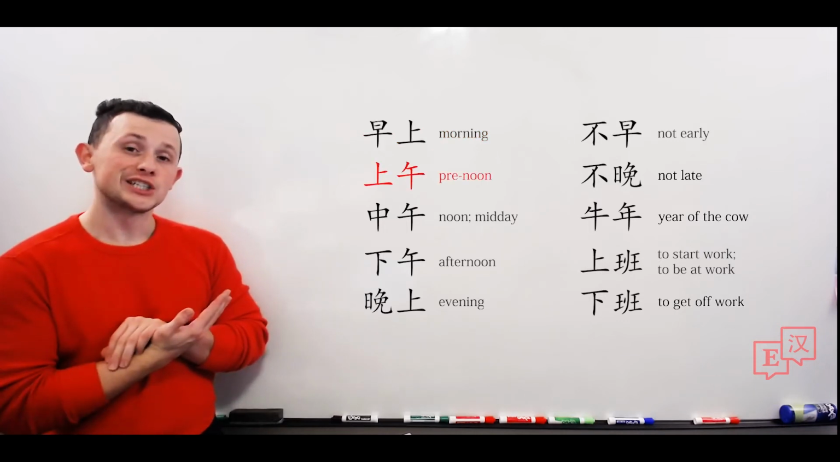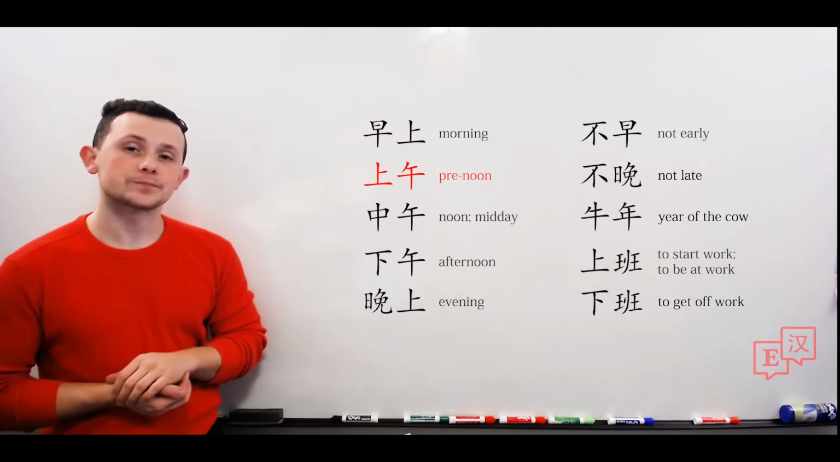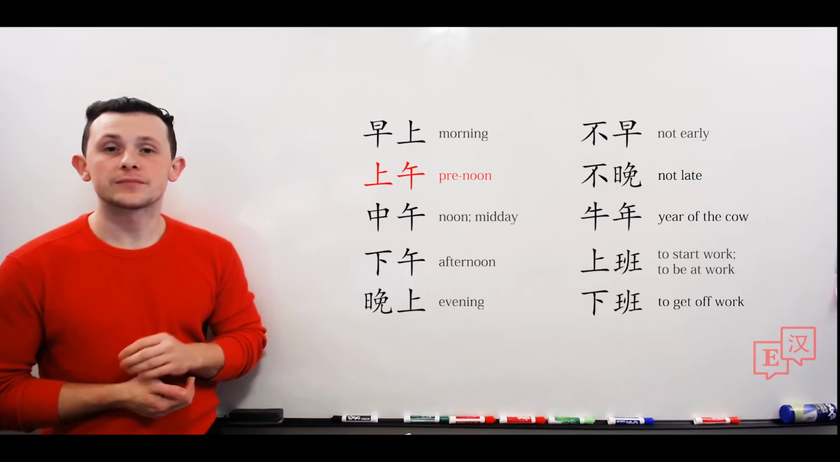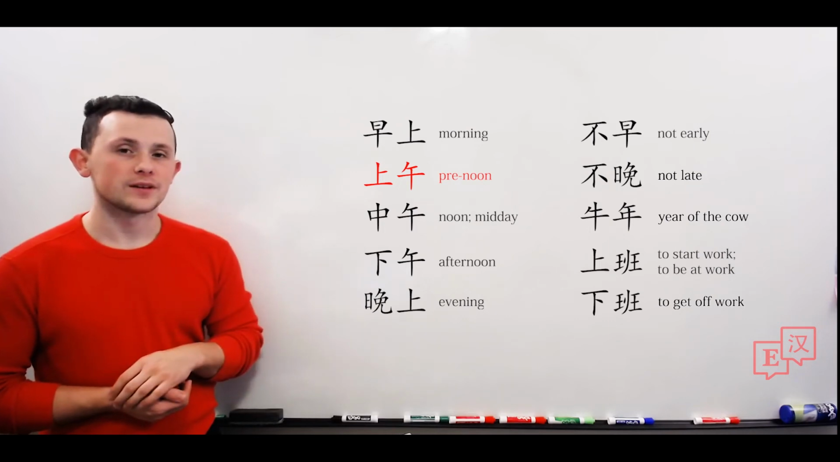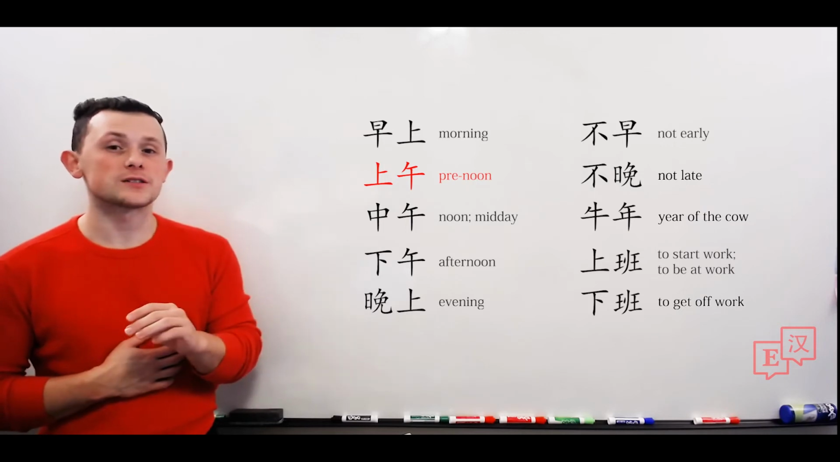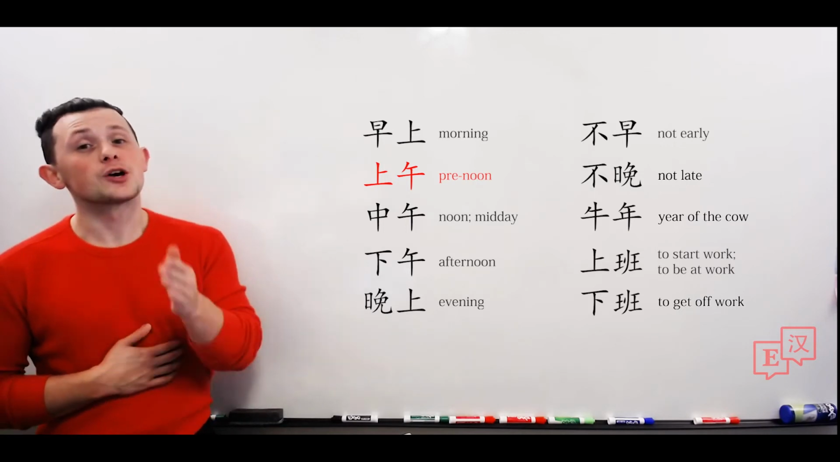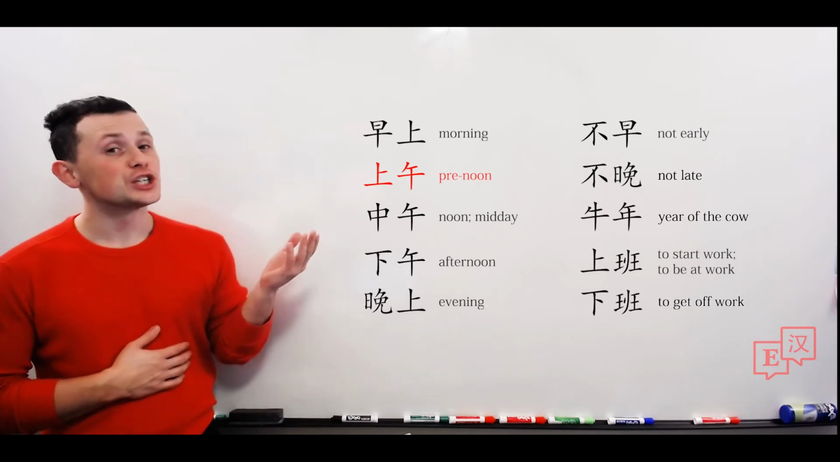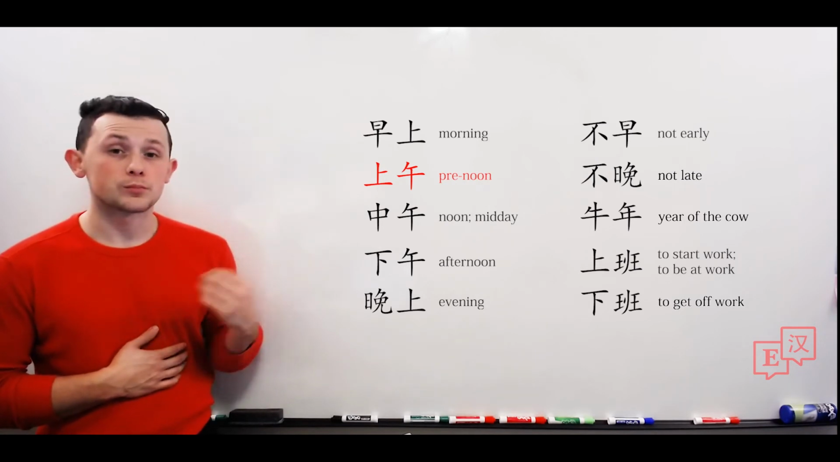Next. 上午. Pre-noon. In Mandarin, we will divide the noon times into 3 parts. Not just noon and afternoon, but pre-noon, noon, afternoon. So again, 上午, pre-noon.